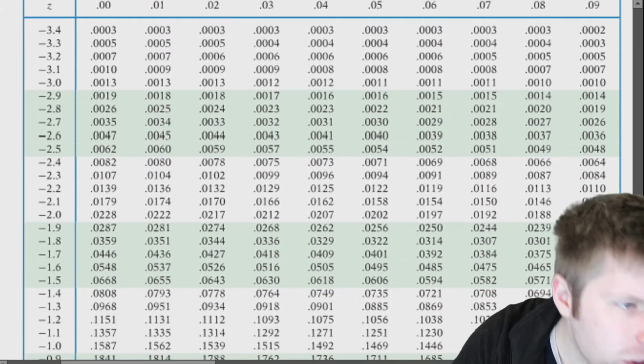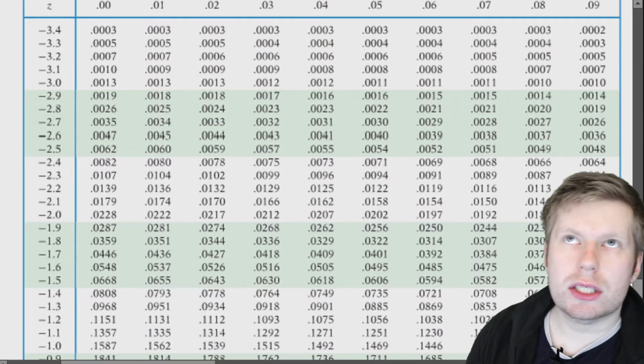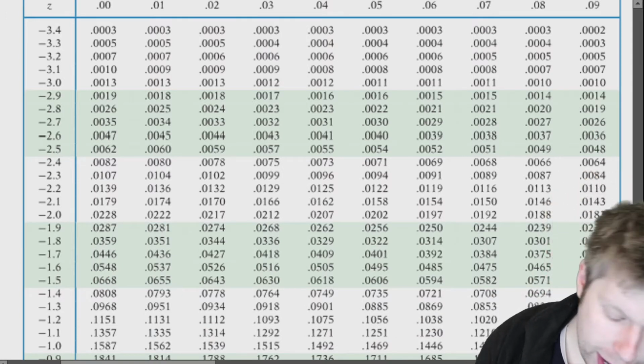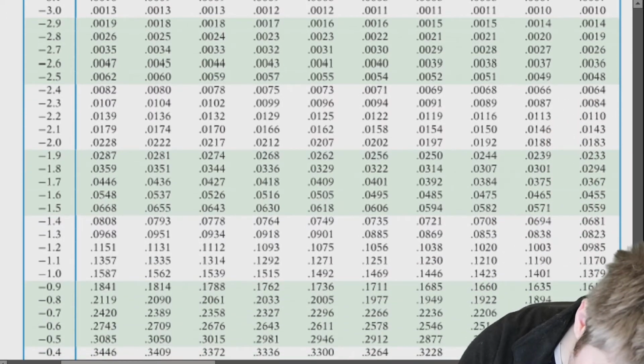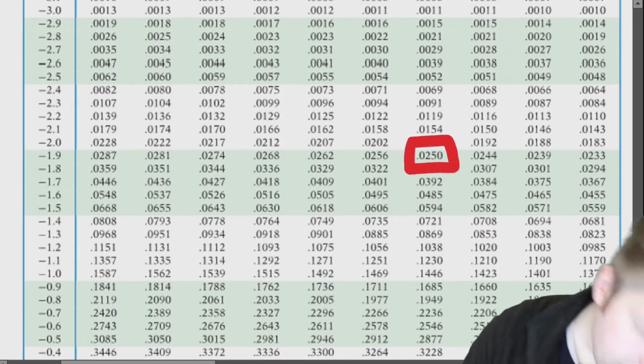So I just go through these tables, I look for these numbers here, I'm looking for 0.0250, or as close to as I possibly can find it. Well, as it happens, that value is there.